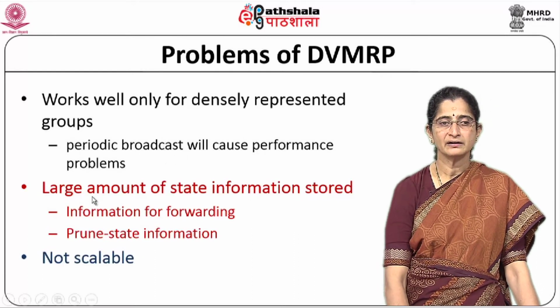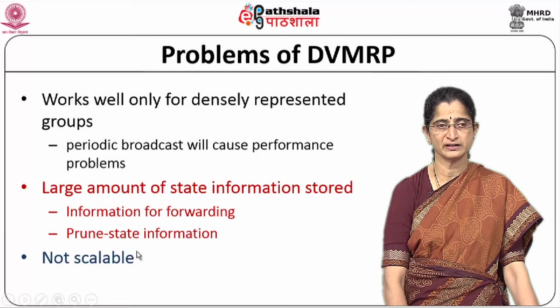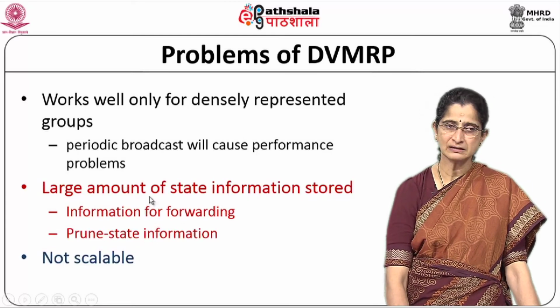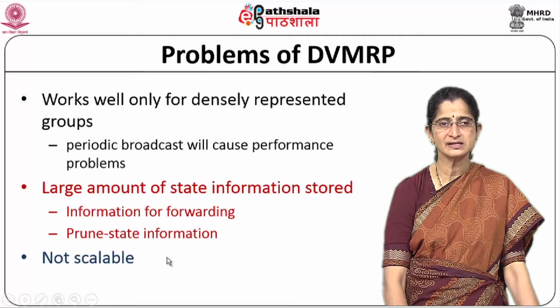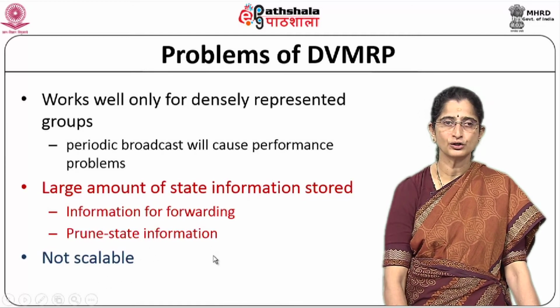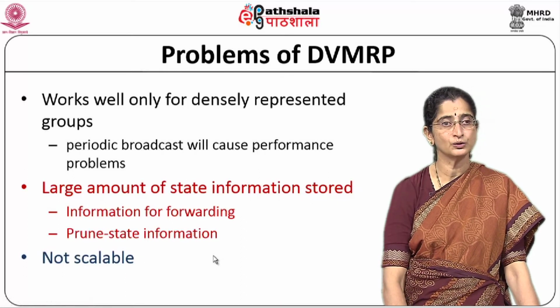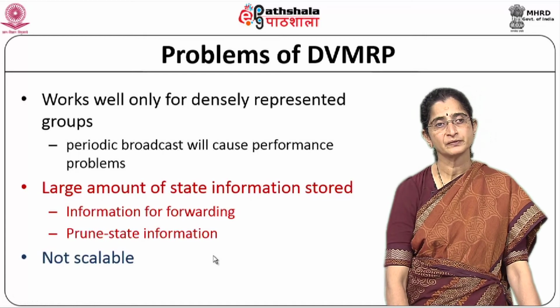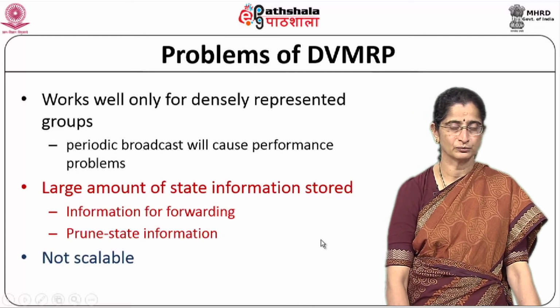And there is a large amount of state information stored both for forwarding and for the prune state. So, as we said, these are major drawbacks, and another reason is that it is not scalable. For these reasons we typically do not use DVMRP, but go for other protocols. Typically we use the PIM protocol, which is protocol independent multicasting. We will be looking at that in the next module.